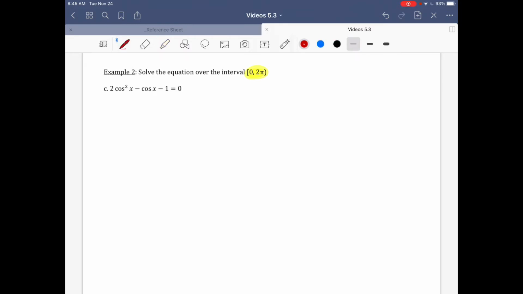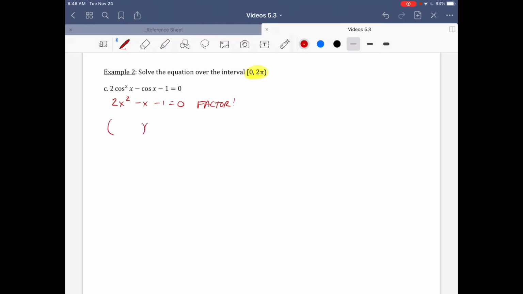So again, whatever algebra it takes to isolate your sine or your cosine or your tangent or whatever the case is, in this case it's cosine. This is following a quadratic form. So we are going to factor, and just like we've done a couple of times previously, going to get rid of those cosines temporarily to get rid of the noise, as it were.